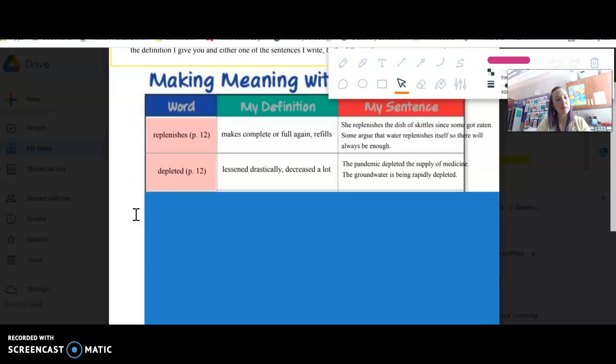The next word is depleted. So it lessened drastically or decreased a lot. So the pandemic depleted the supply of medicine. It made it go down a lot since it needed to get used. The groundwater is being rapidly depleted. So as we use more water for irrigation, for different things, we are depleting the groundwater. We are using it up quickly.